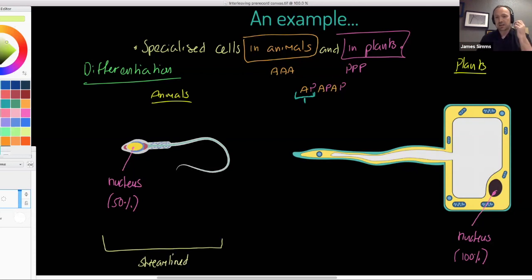Because this sperm cell, this gamete, has to swim, go on a journey, overcome resistance, and travel a long way. So that streamlining is really important.